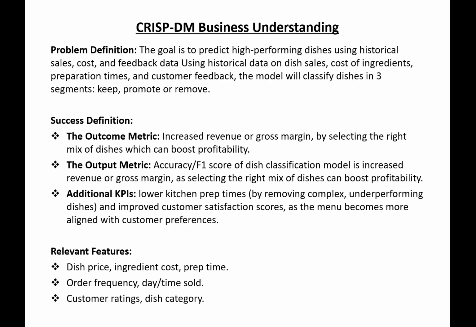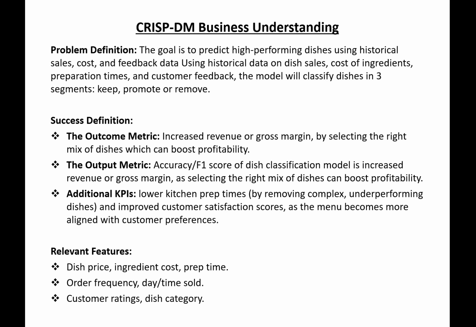So let's move to the CRISP-DM business understanding to really understand the problem. So, problem definition. The goal is to predict high-performing dishes using historical sales data, as well as to calculate costs and analyze feedback data, using historical data of dishes, also the cost of ingredients, the time it takes to prepare the dishes, and customer feedback.